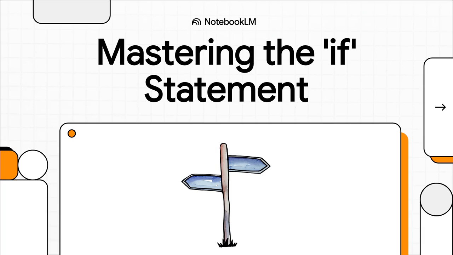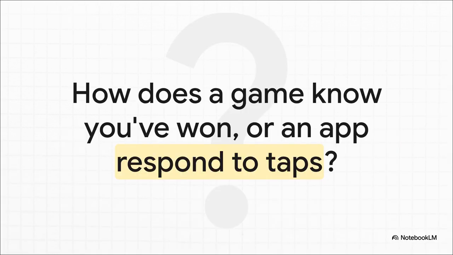All right, welcome. Today, we're going to give your Python code a brain. We're going to do that by diving into one of the most powerful and, honestly, one of the most essential tools in all of programming. I mean, have you ever thought about it? How does your favorite game know you've finally beaten the boss? Or how does an app know what to do when you tap a button? Well, the secret sauce is all about making decisions. And that's exactly what we're going to break down today.